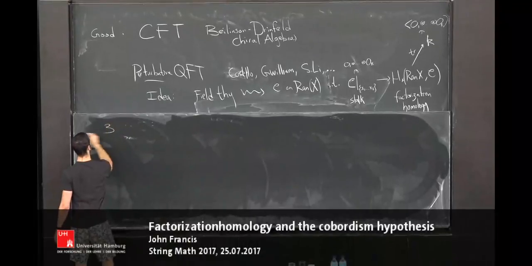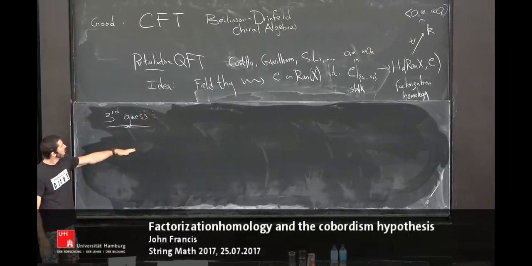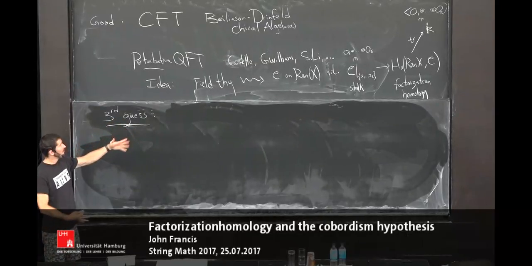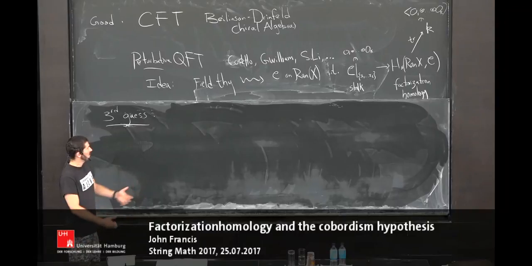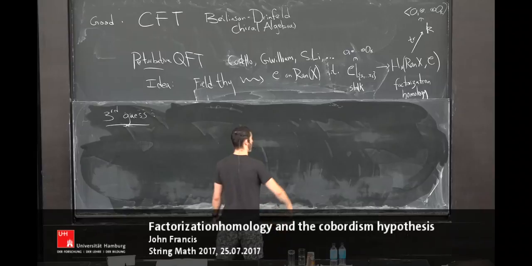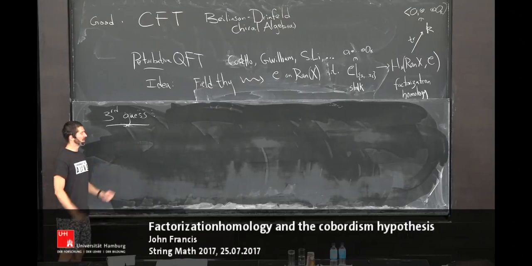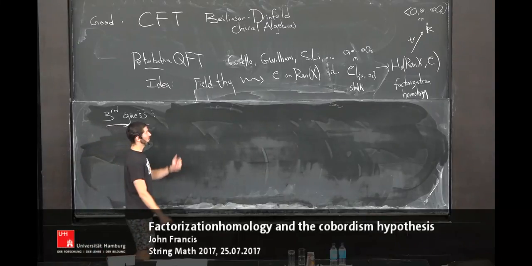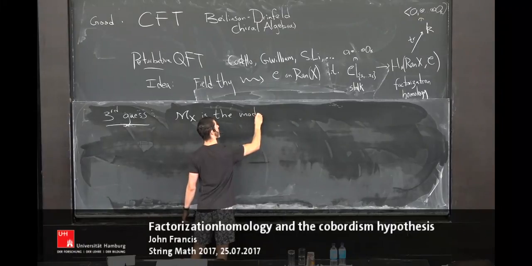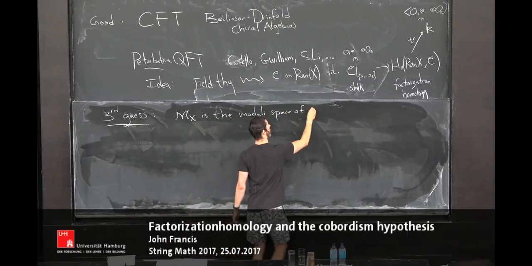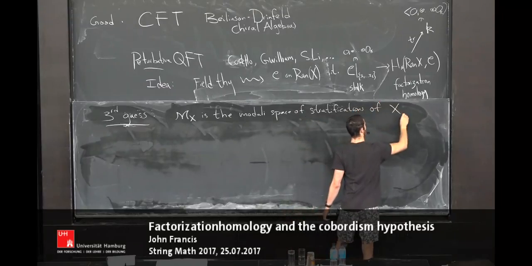So the third and final guess for today. The last one had to do with some kind of moduli space of finite subsets, points in X. You want to consider more general subspaces, so it should be some moduli space of, say, positive dimensional subspaces. That sounds kind of gnarly, so we can make it nice and say these subspaces are supposed to be nice. My definition of a nice subspace will be a stratification. So third guess: M sub X is the moduli space of stratifications of X.